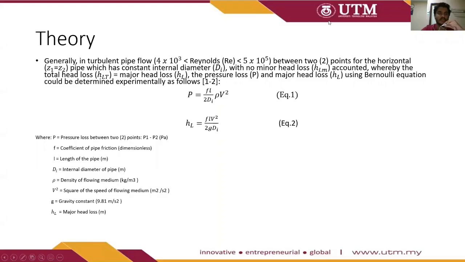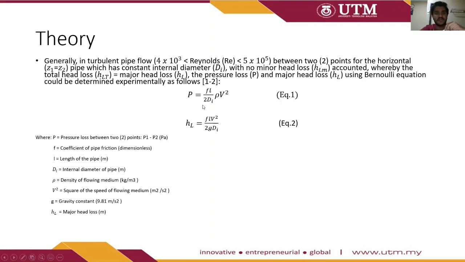Okay, now I'm going to explain the theory. Generally, in turbulent pipe flow, the Reynolds number will be between 4 times 10^3 to 5 times 10^5. Between 2 points for a horizontal pipe with constant internal diameter d and no minor head loss accounted, the total head loss is equal to the major head loss because there's no minor head loss, the pressure loss, and the major head loss using Bernoulli's equation.